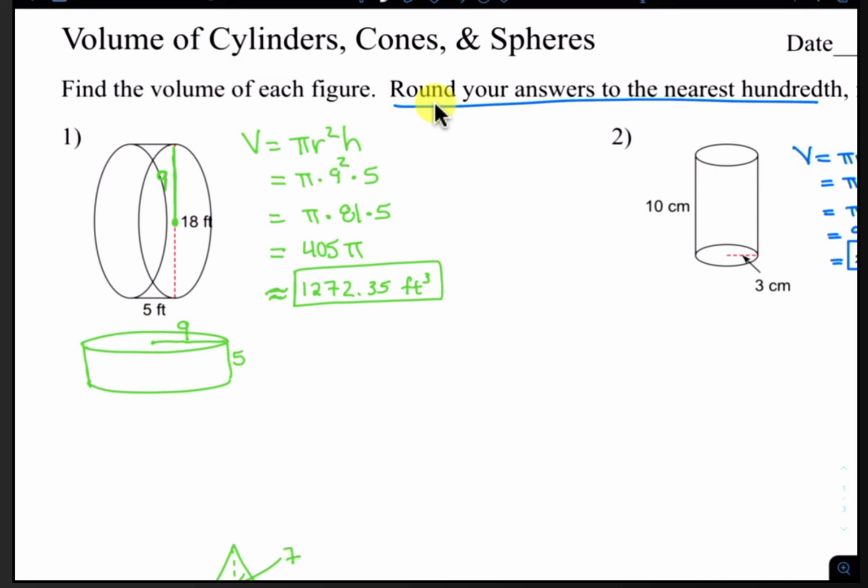Okay, this is the volume of cylinders, cones, and spheres worksheet. We'll cover the first 6 questions. Number 1, we want to find the volume of this cylinder.